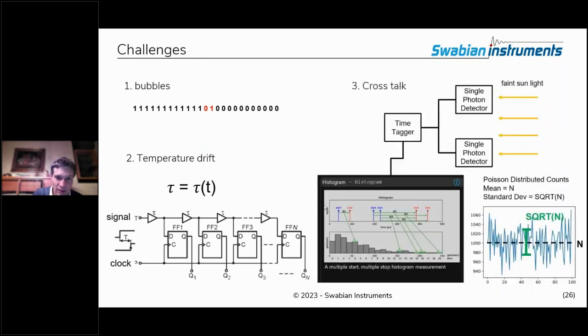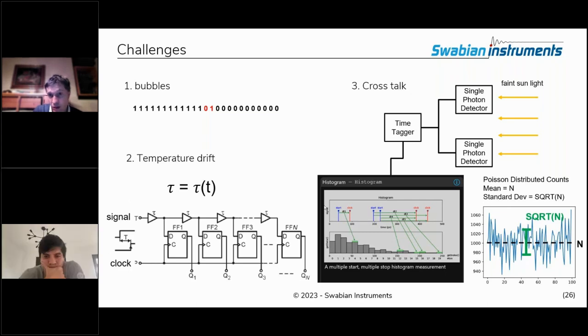Another thing that is maybe not mentioned so often in the literature is crosstalk, and I would like to spend a few slides on that to highlight it. So here's the experiment that you do, and that really comes from the single photon application domain.